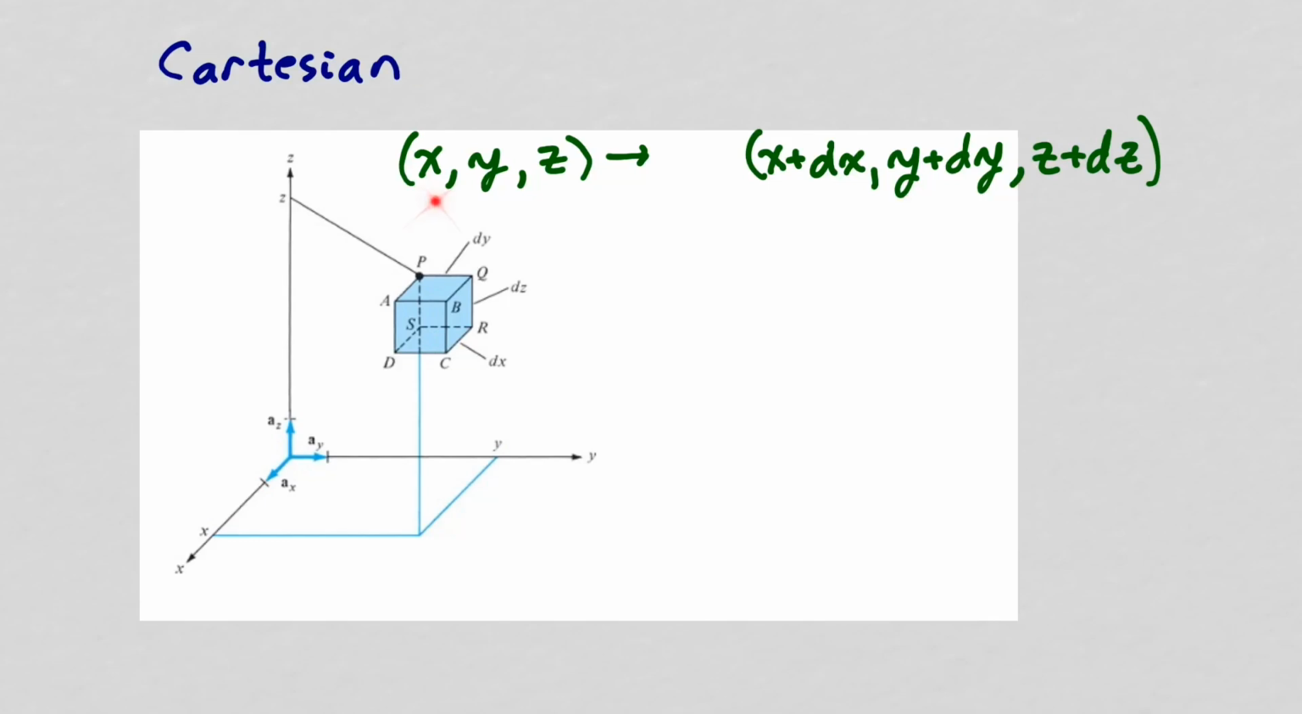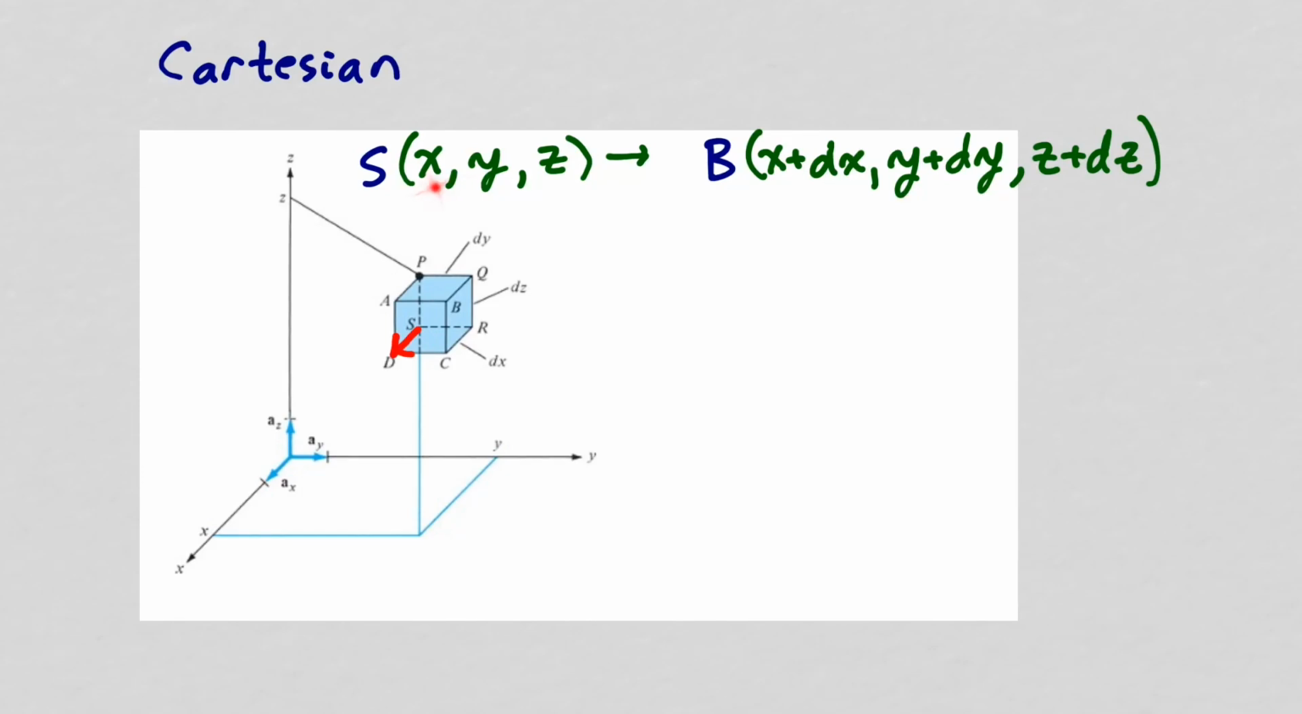Let's go to a point in Cartesian coordinates, x, y, and z, and let's increase each coordinate by a differential amount to x plus dx, y plus dy, z plus dz. Looking at our differential cube, you should be able to tell that this first point is at point S on the cube, and that we go to point B.